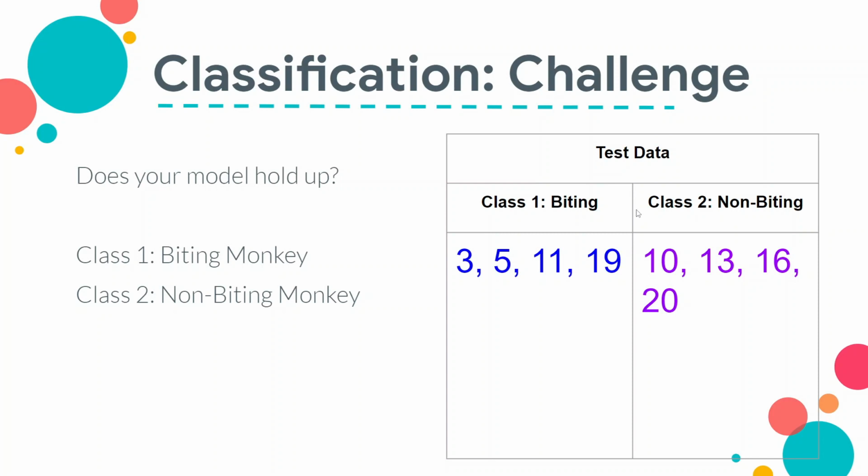The class 1 biting monkeys includes 3, 5, 11, and 19. And the class 2 non-biting monkeys includes 10, 13, 16, and 20. Are you close to what our model is? All right, let me go ahead and show you a breakdown of how we came up with our model.